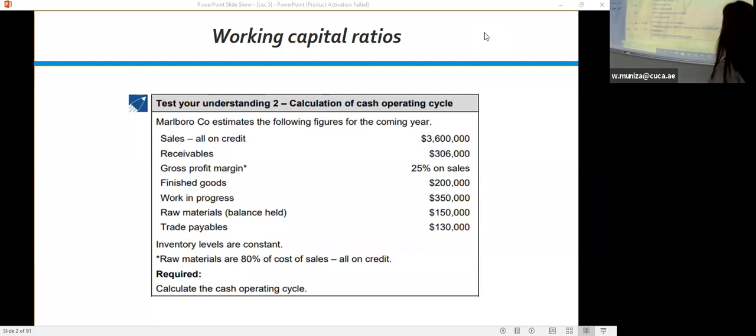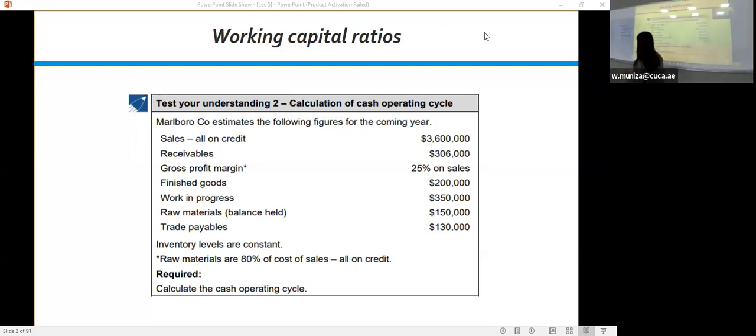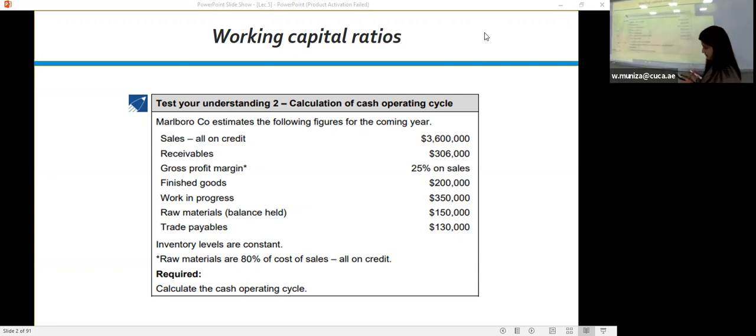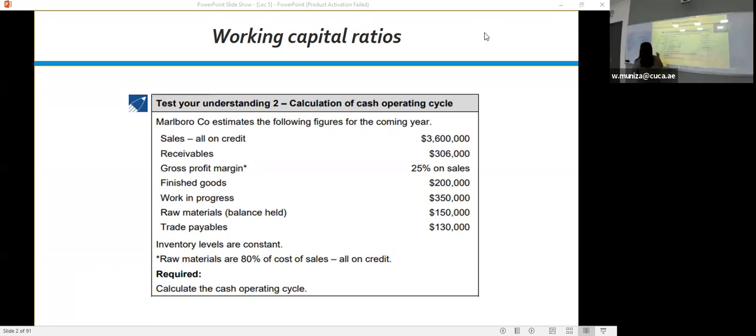And here the sales are given to us, 3,600,000. So what would be the cost of sales then? Very simple: 3,600,000 divided by 100 multiplied by 75. Calculate it. So 2,700,000 is our cost of sales, and our gross profit would be 900,000.